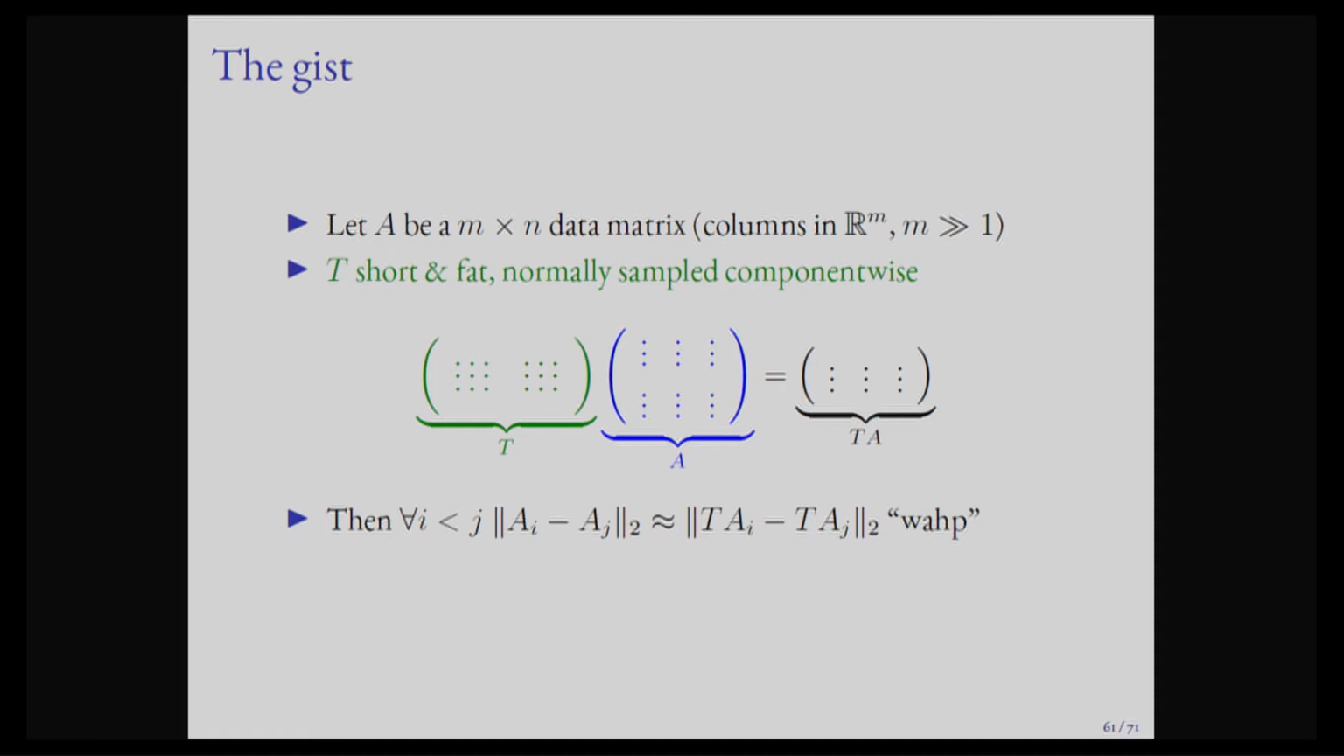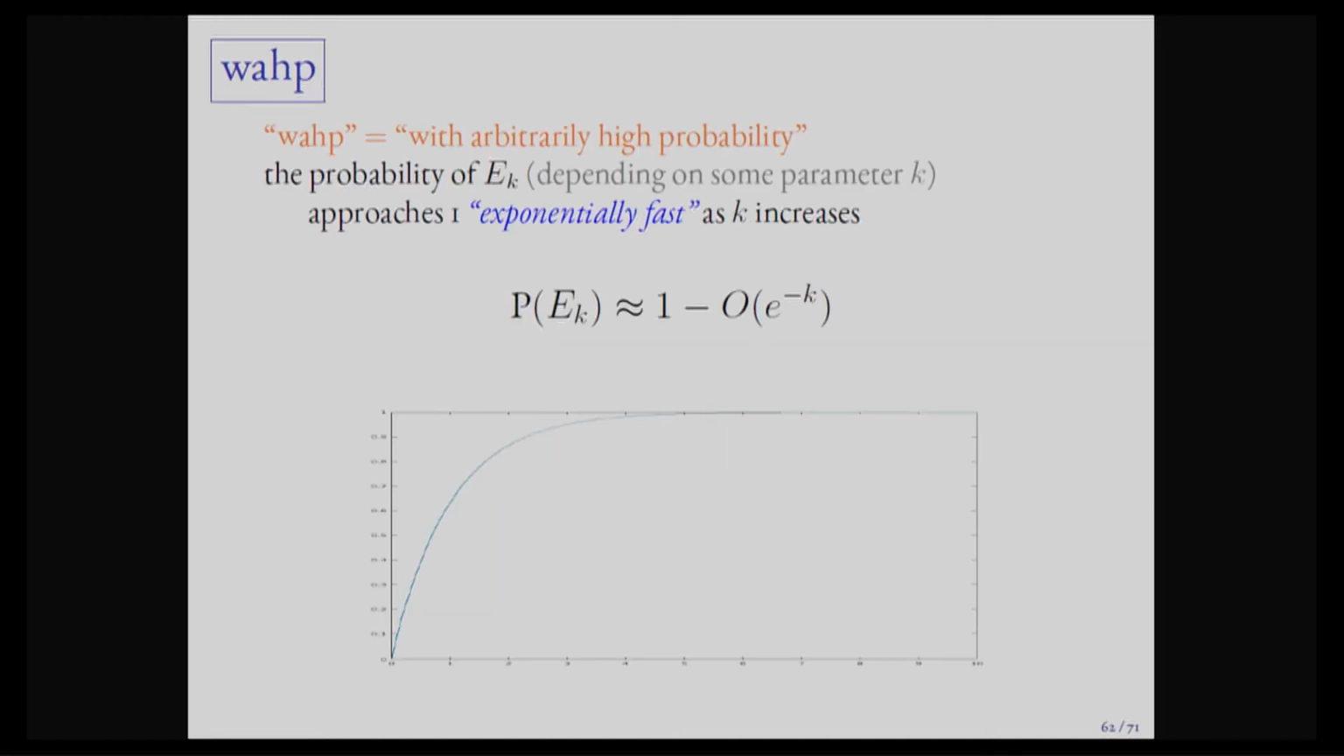But it guarantees an invariance. It guarantees the same invariance or a similar invariance to the one presented in the restricted isometry property. So essentially, the Euclidean distances between columns in the original matrix are approximately, all of them, like the Euclidean distances between the columns of the projected matrix, WAP. And this barking of a dog, WAP, means with arbitrarily high probability, which means that there is a sequence of events that depends on k, and the probability of these events goes to 1 as fast as possible, exponentially, okay?